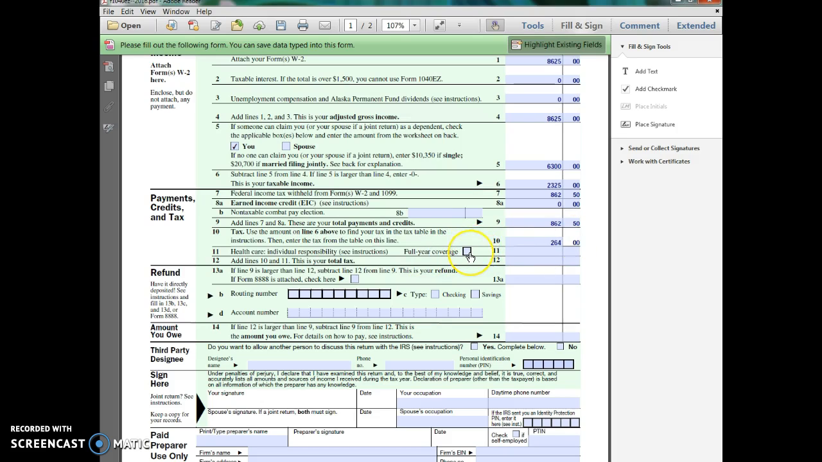Health care. Your instructions will say that she does have full year coverage because her parents can claim her on their insurance, so she shouldn't have to pay any penalty.